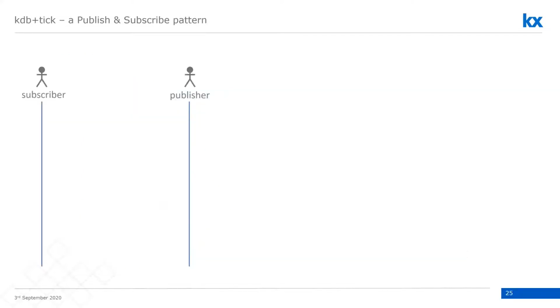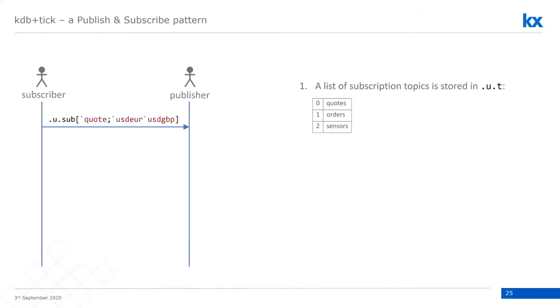With publishers and subscribers, publishers advertise topics stored in u.t, like quotes and orders. Subscribers call a function u.sub for published topics, like quotes. Additional filters can be applied as part of the subscription, for example, a given equity or currency pair.